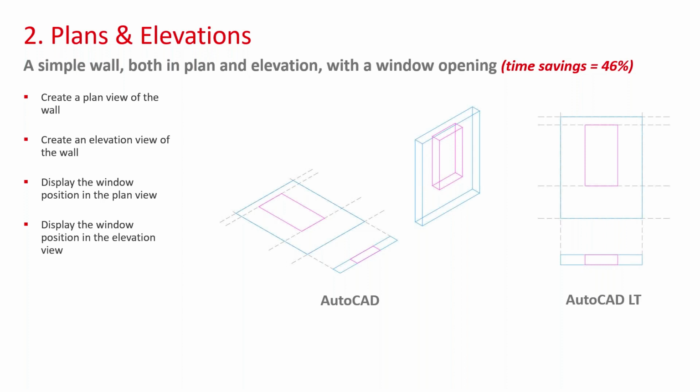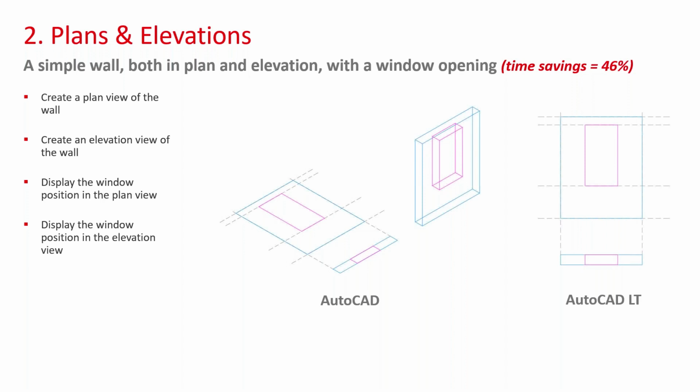Now, if you go over to the AutoCAD graphic there on the left, you can see the LT graphic in an isometric plane on the left-hand side of the graphic, but you can also see a 3D representation of the wall and the window. What you've got there is if you're in 3D, you've got the ability, and this is where the time savings of 46% come in, just to flick through the preset views in 3D to get a top view, a side view, which in essence would be an elevation view.